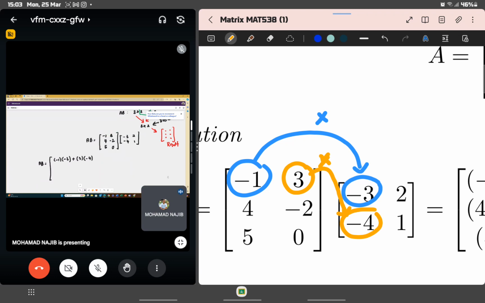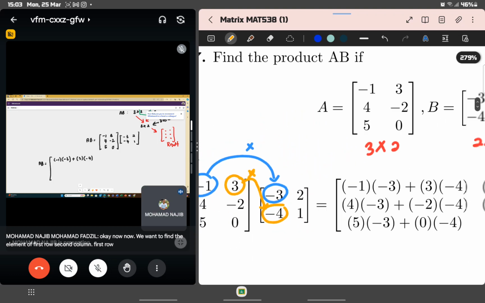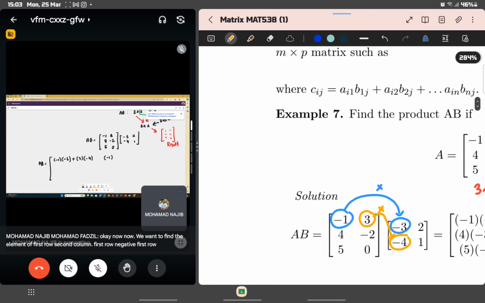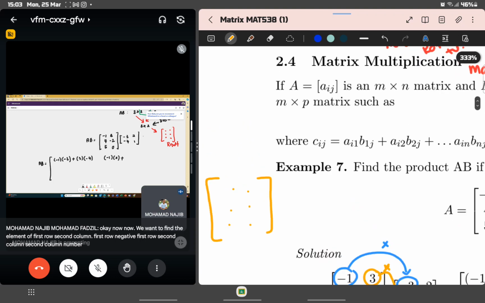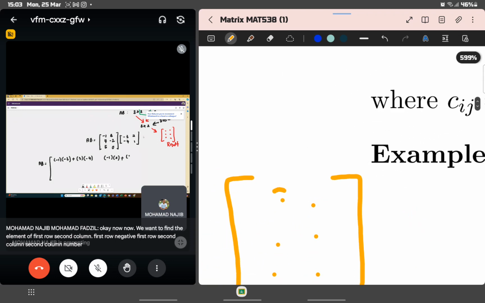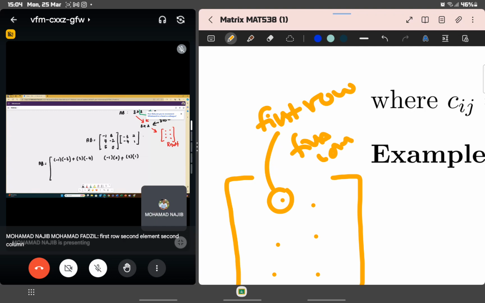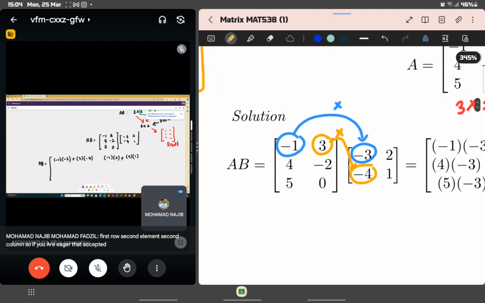Okay, now we want to find the element of first row, second column. First row, negative 1, still first row. Second column starts with the number 2. First with first. The operation is always addition. First row, second element with second column, second element. Like that. Negative 1 times 2, 3 times 1. Okay, everyone, can you follow?